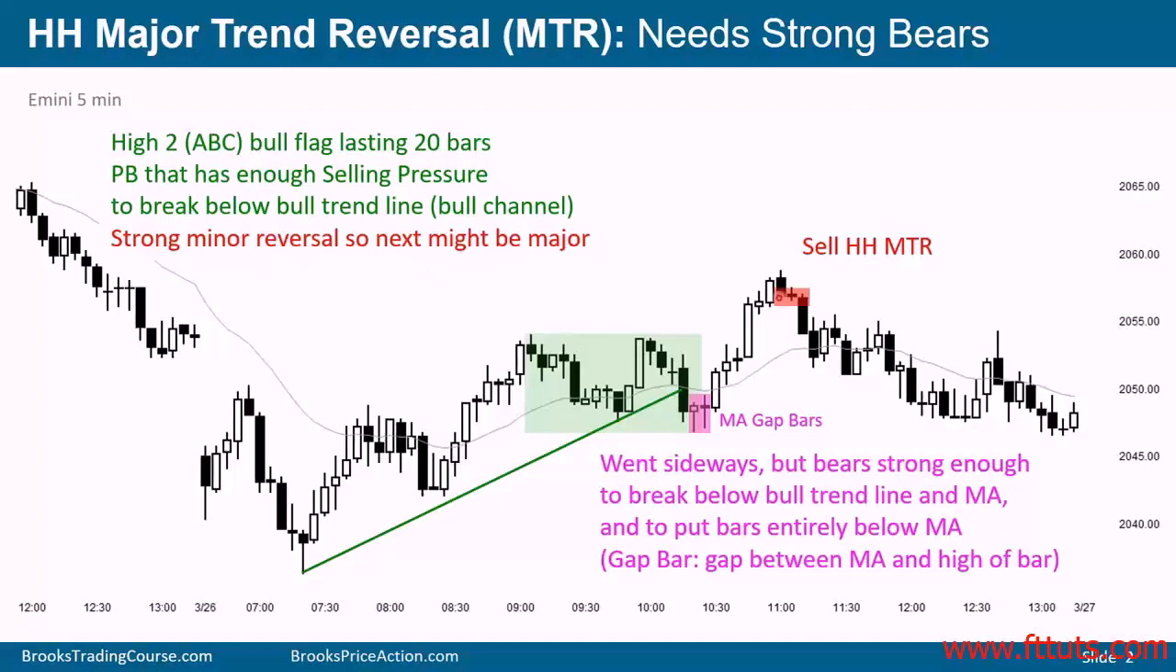Traders will sell below here, betting that there's a 40% chance for a major reversal, a reversal down where the reward is at least twice the risk and usually lasting 20 or more bars.